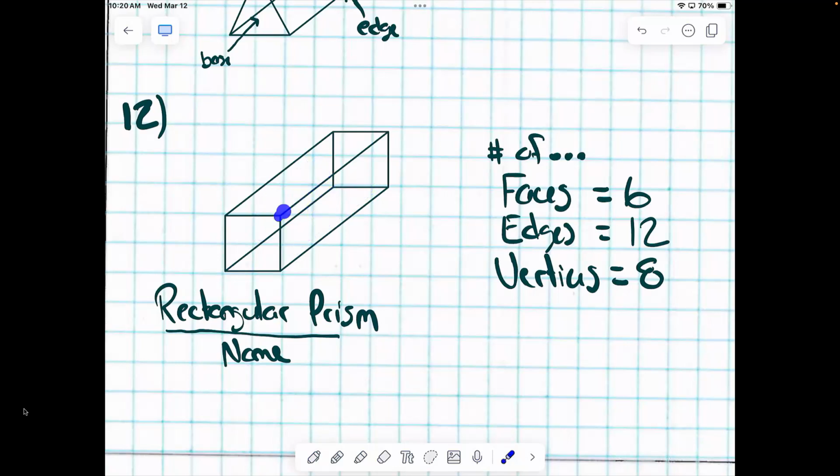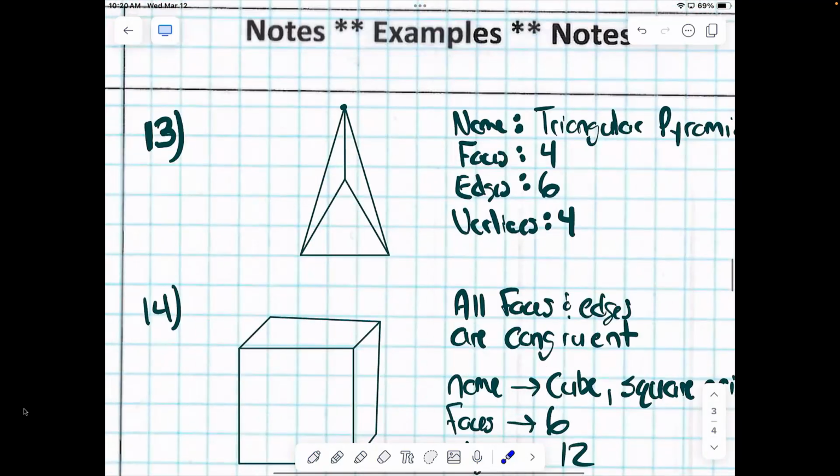Let's count the edges. Ready? 1, 2, 3, 4, 5, 6, 7, 8, 9, 10, 11, 12. So I just retraced all of the lines that make up the shape, right? Yes. And then how many vertices or how many pointy parts do we have? Let's count them. 4, 5, 6, 7, 8. Are we going to want to put those points and draw those lines on our shapes to make sure we have the right amount of them? Yes. We're for sure going to want to do that.